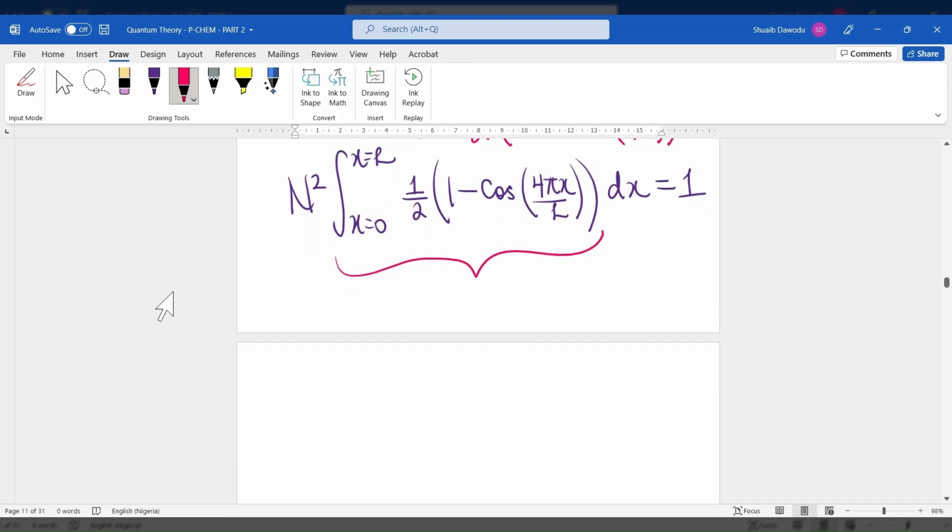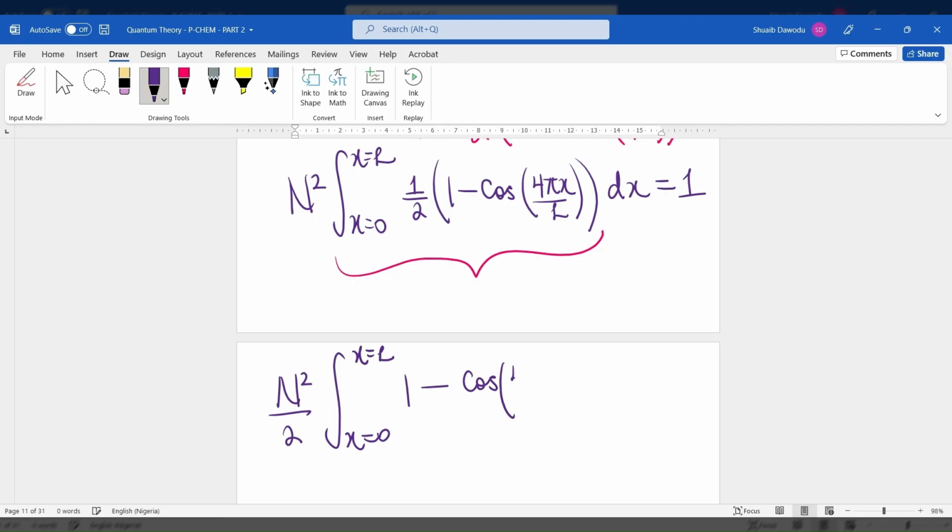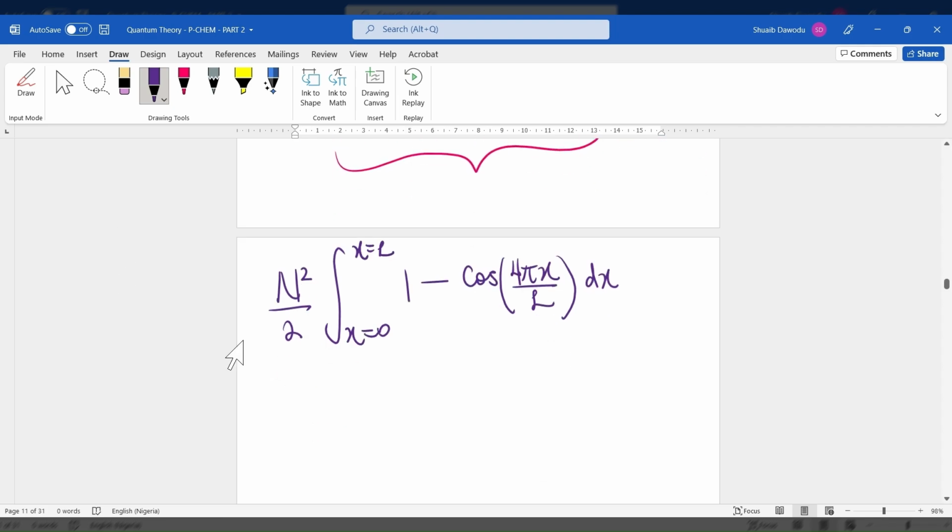So next, we can bring out the 1 over 2 because it also is a constant. So we have n squared divided by 2, and then the integration over x equals 0 to x equals L. So that would be 1 minus cosine 4 pi x over L dx. Okay, so that is it. And of course, n squared over 2. Now we can start our integration.